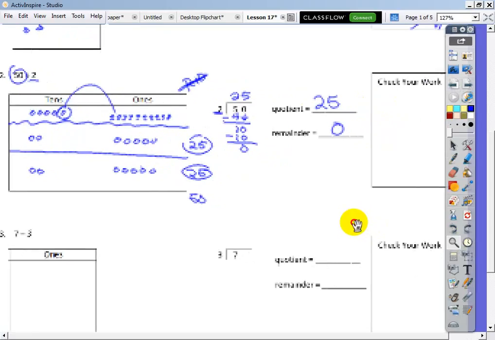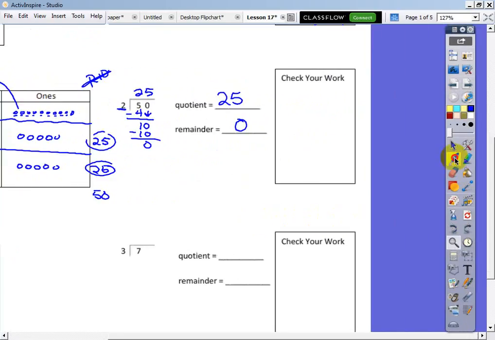So check your work. What would you do? Yeah, so to check the work, we're going to say that 2 groups are 25.